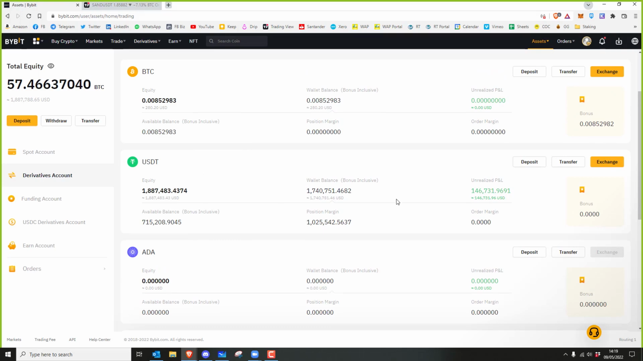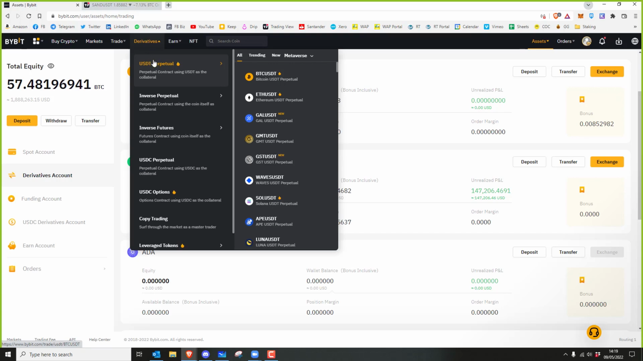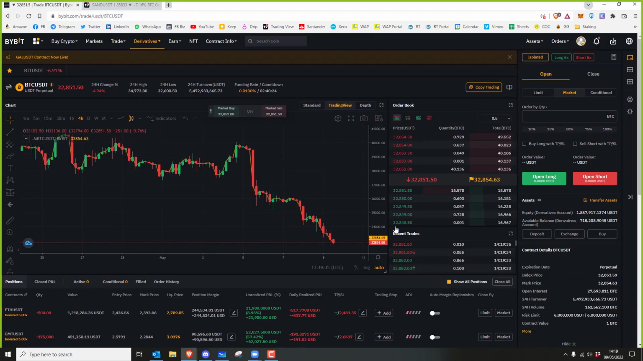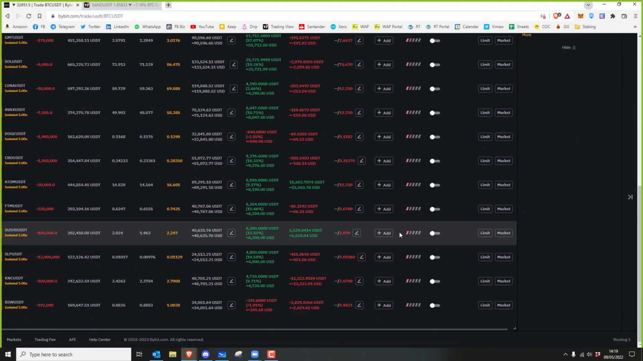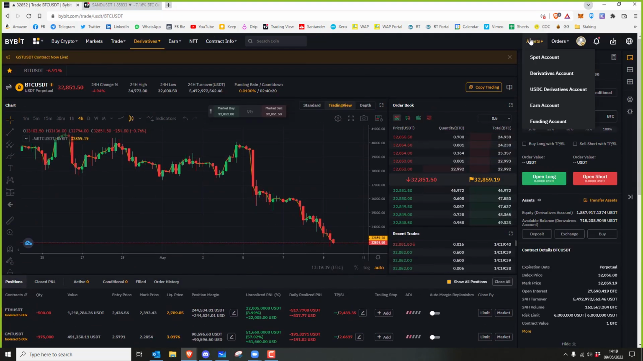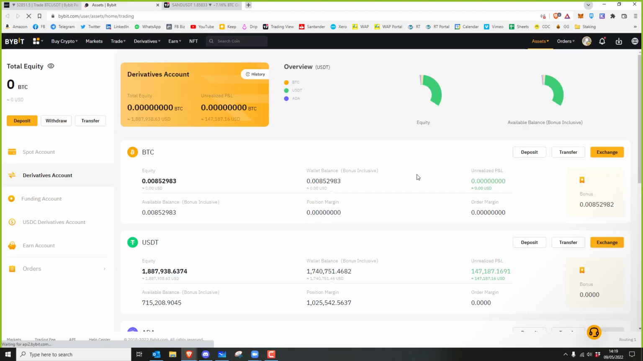I'm just in Tether. So the way you get into this is you simply click on the derivatives tab, hover over it, then click USDT perpetual, and it'll take you to the main trading screen. And this is where you're going to live. This is where I pretty much live. I literally only check this number here just to have a sort of barometer of how well the trades are doing or not.